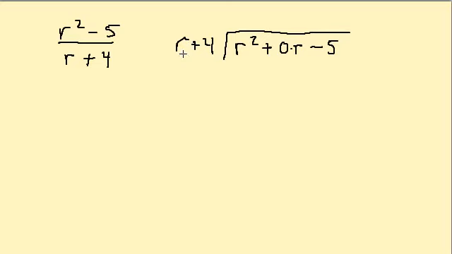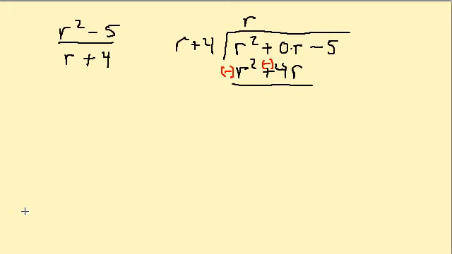So now we just divide like we did in the previous problem. What do I need to multiply to r to get r squared? Well, that's r. Now I'm going to multiply r times r plus 4. So r times r is r squared. r times 4 is plus 4r. And then I subtract. So to subtract, I change the sign of each term and I add.